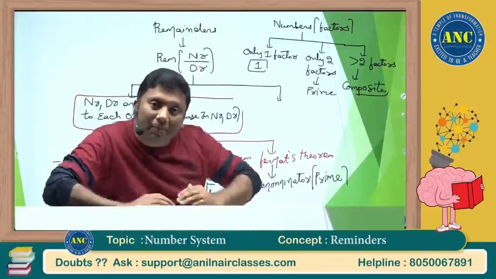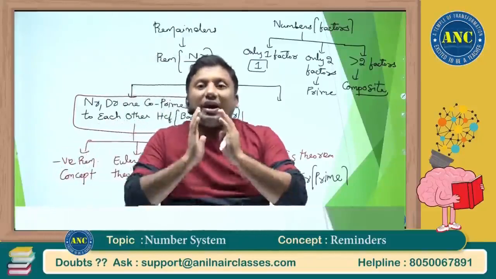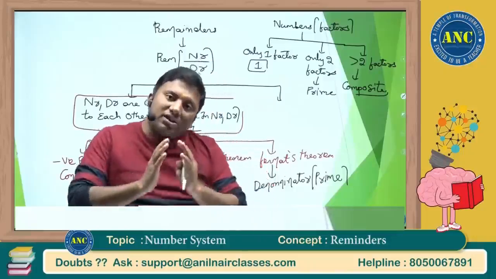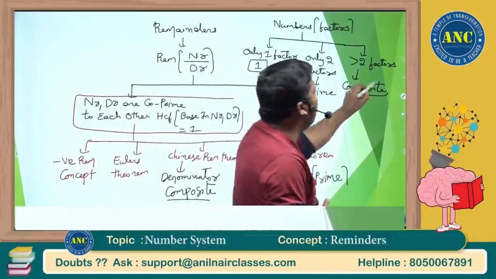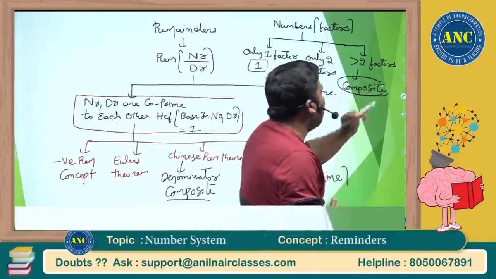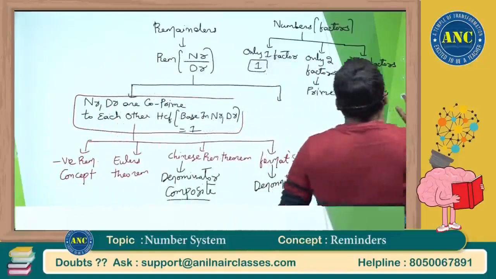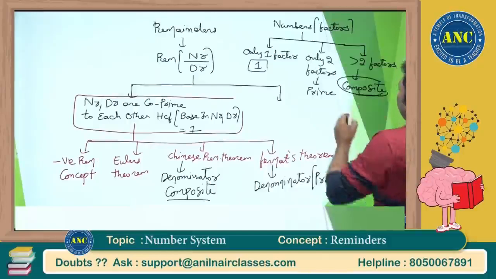A composite number is a number which has got greater than two factors. Numbers which have got greater than two factors are called composite numbers. Numbers which have got exactly two factors are called prime numbers.